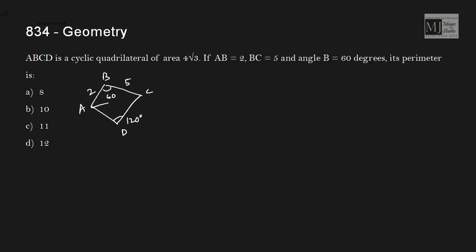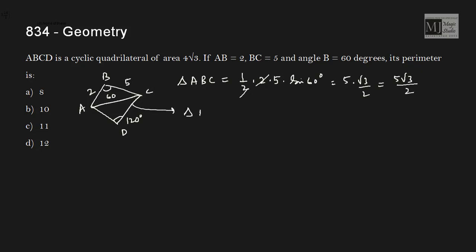If I draw this diagonal AC, then the area of this quadrilateral is nothing but the area of two triangles, isn't it? So first let us find the area of triangle ABC, that is half into 2 into 5 into sine 60 degree. Sine 60 degree is root 3 by 2. So it is 5 root 3 by 2. Therefore the area of triangle ADC should be equal to 4 root 3 minus 5 root 3 by 2, that is 3 root 3 by 2.